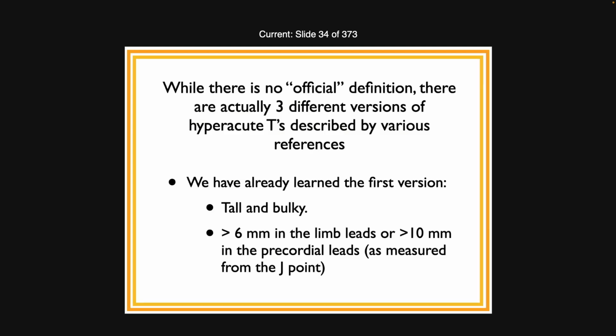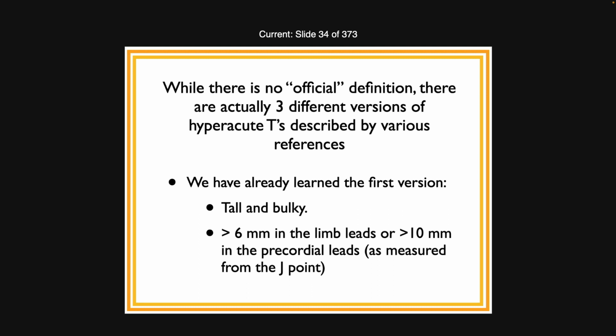Now, hyperacute T waves is a funny thing. Even though we talk about them a lot, and we're going to talk about them a lot today, there isn't an official definition. People use it for different things. We've learned one version, but there actually are 3 versions of hyperacute T waves, okay? So the first one we've already done. Tall, bulky, greater than 6 in the limb leads, just as you said, greater than 10 in the precordials. It's measured from the J point.